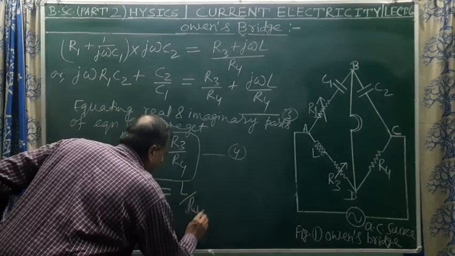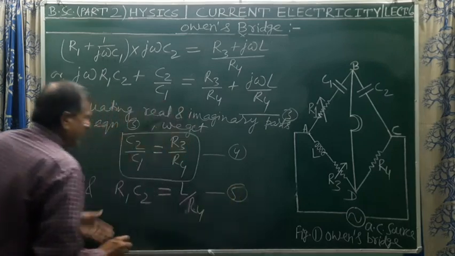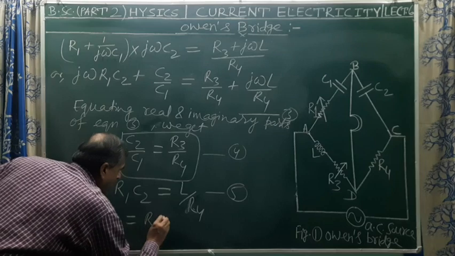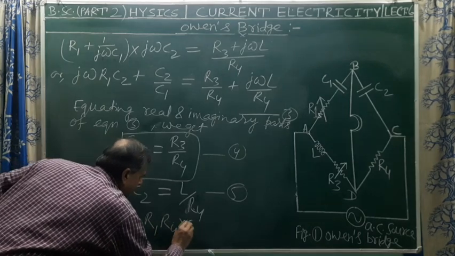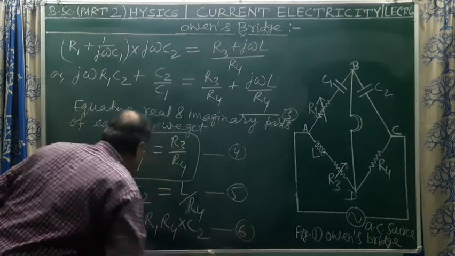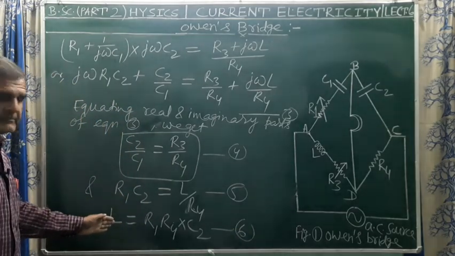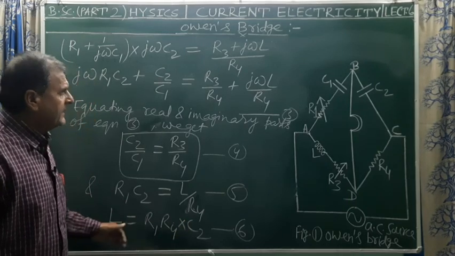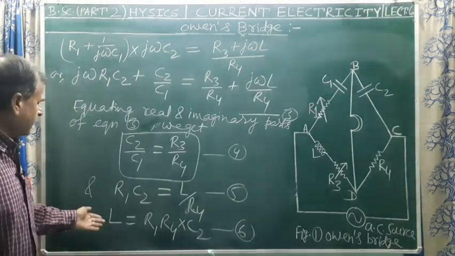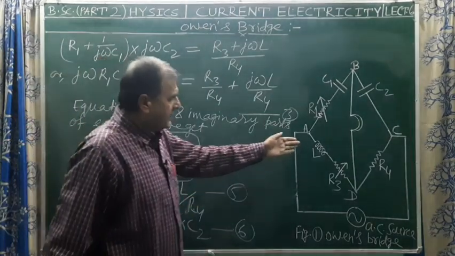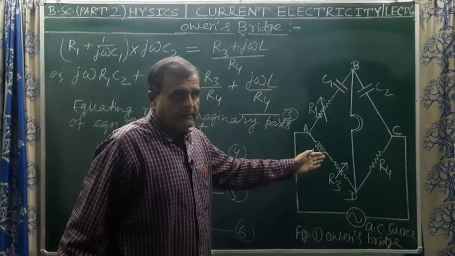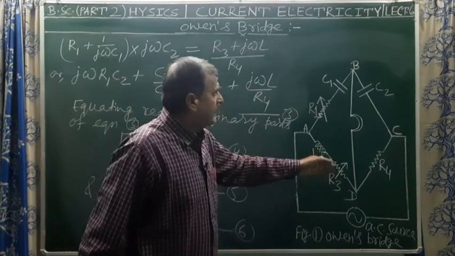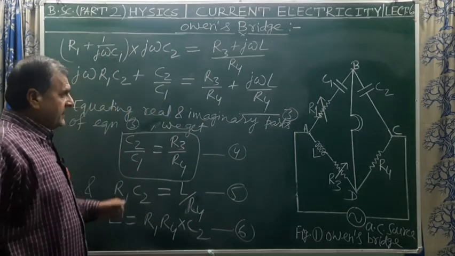Suppose it is equation number 5. From equation 5, we have L is equal to R1 R4 multiplied by C2, and with the help of equation number 6, that is capital L is equal to R1 R4 multiplied by C2, we can calculate the self inductance capital L of the inductor joined in the third arm AD of the Owen's bridge.